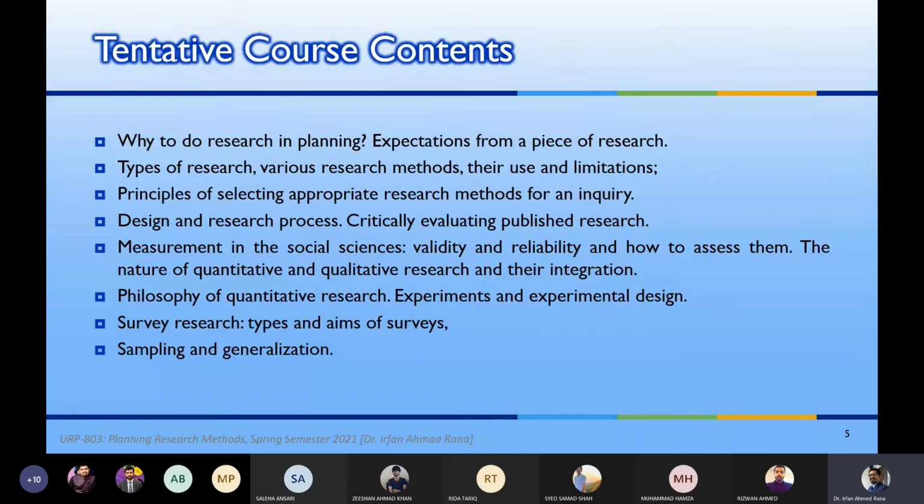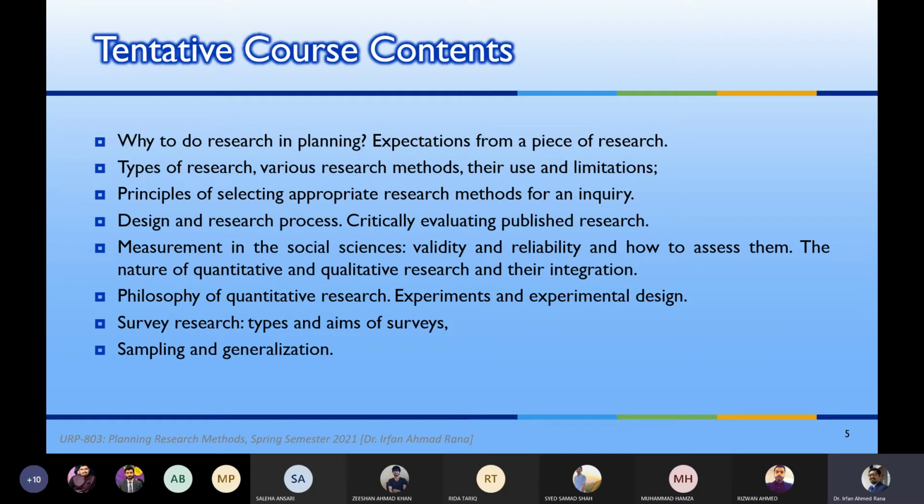So coming back to the tentative course contents, first of all, we'll be revisiting why research is important in the social sciences and how it shapes your policy making and your urban planning literature. There are different types of research and their limitations will be explored. Then we'll move on to different methods which will enable you to achieve your particular research objectives or your hypothesis. And then we'll be critically revisiting your research process, which should be unbiased.